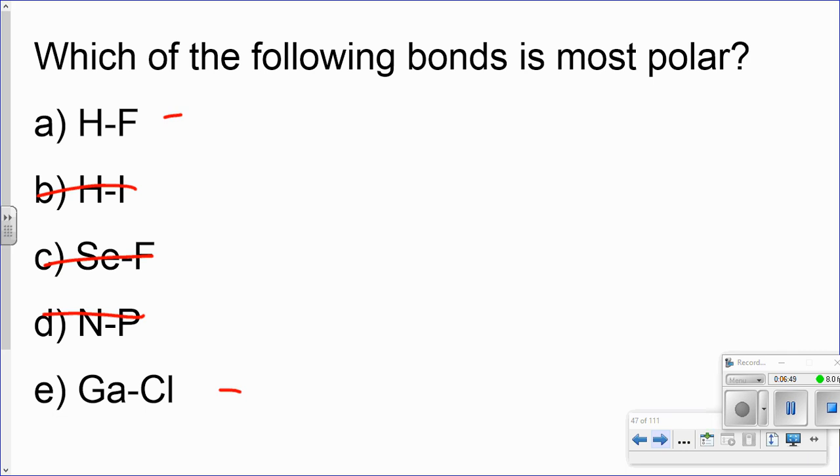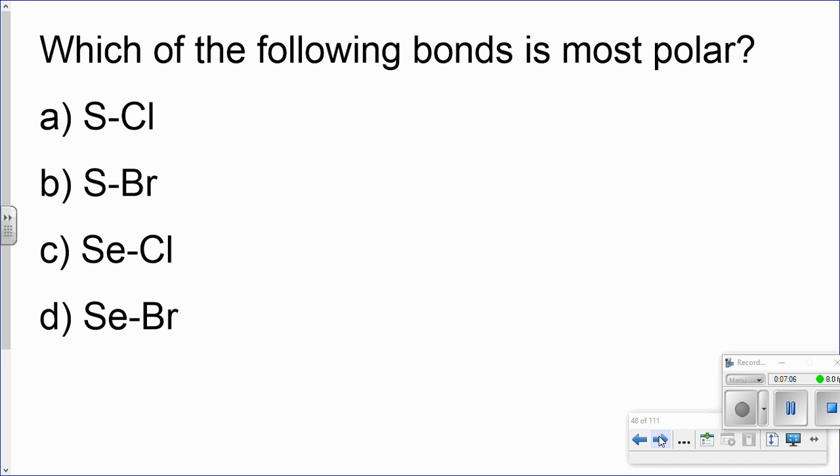And this is actually somewhat of a trick question. Gallium chloride is actually a little bit more polar because gallium's a metal. Okay, so actually that's the correct answer. If this wasn't there, this is the easy answer, because chloride's involved.